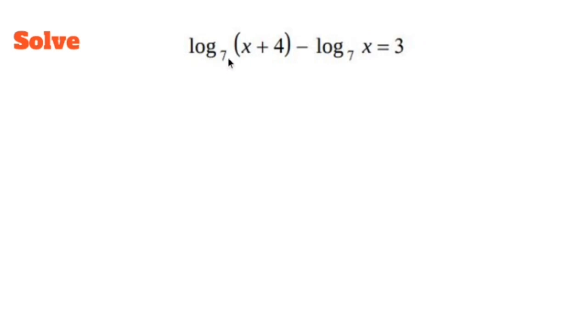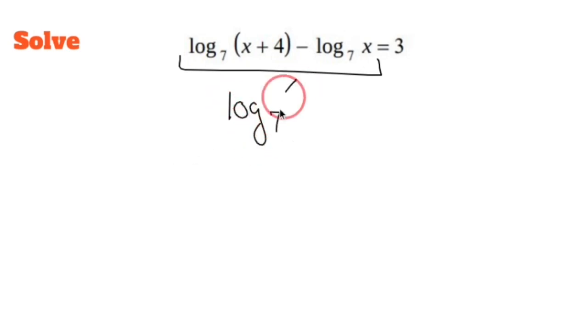Okay, log base 7 of x plus 4 minus log base 7 of x equals 3. I see two log base 7s stacked up right next to each other, so why don't I combine them? If you have log base something minus log base something, you divide the inside, so this guy becomes log base 7 of x plus 4 over x equals 3.